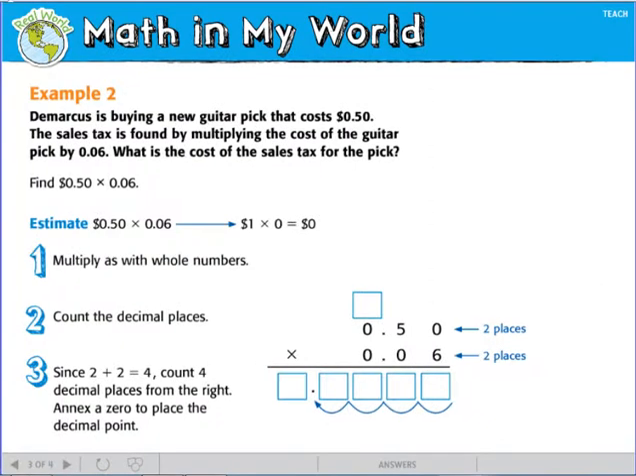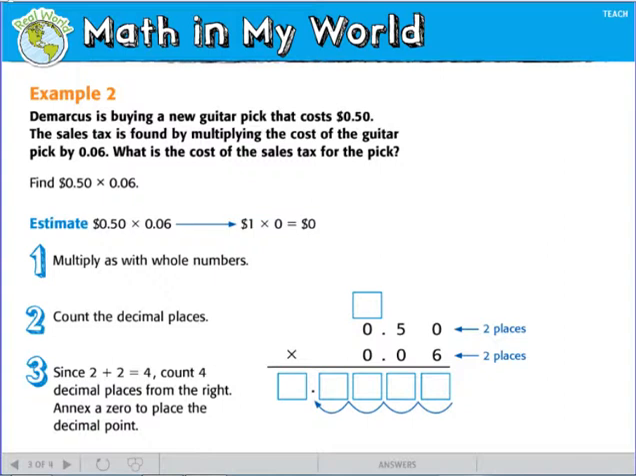Alright, so here we go. We're going to do another one. It says, example number 2: DeMarcus is buying a guitar pick that costs 50 cents. The sales tax is found by multiplying the cost of the guitar pick by 6/100ths. What is the cost of the sales tax for the pick?